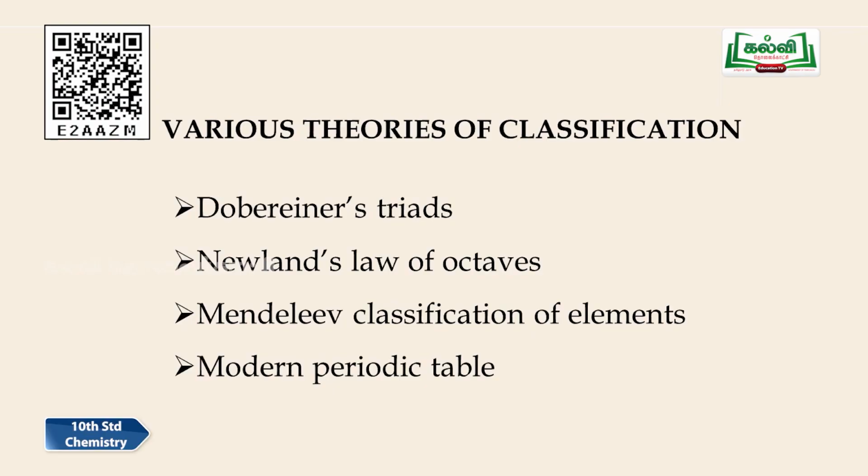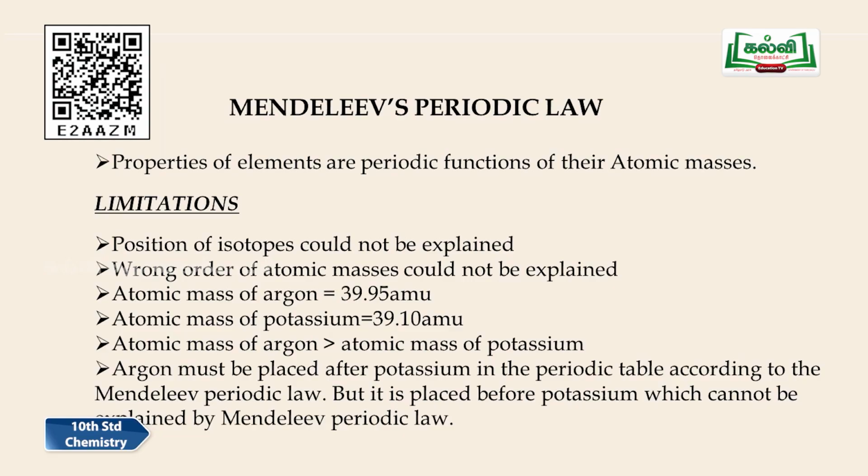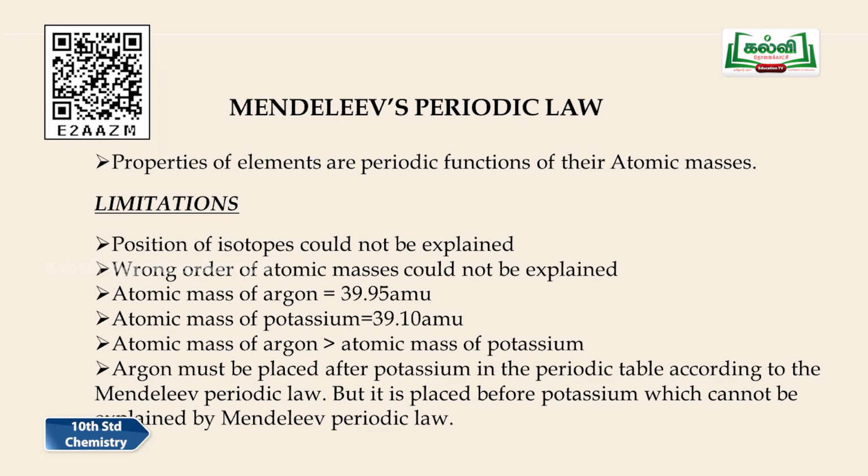After that, Mendeleev, a great scientist, Dmitri Mendeleev. He made the classification, but his classification was based on atomic mass, and there were many discrepancies. That was also a failure, because since his attempt was based on atomic mass, he was not able to place the isotopes. For example, the atomic mass of argon is 39.9, but the atomic mass of potassium is 39.1.